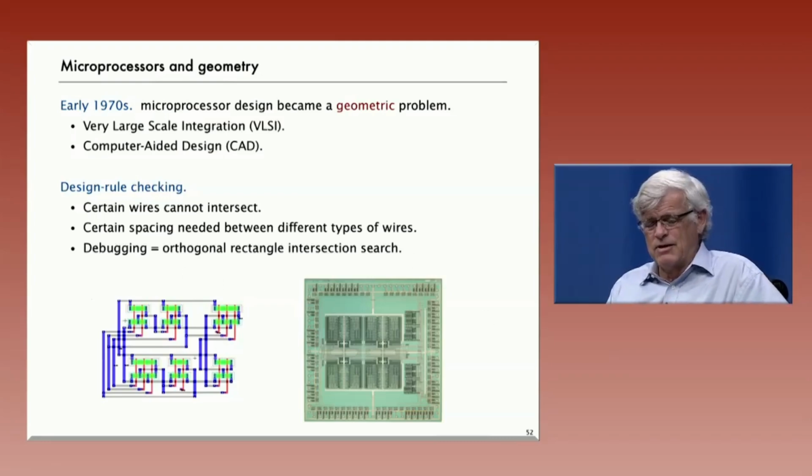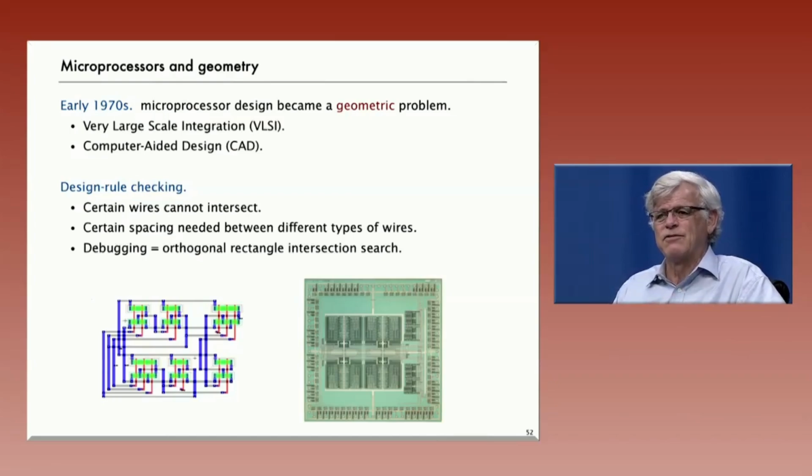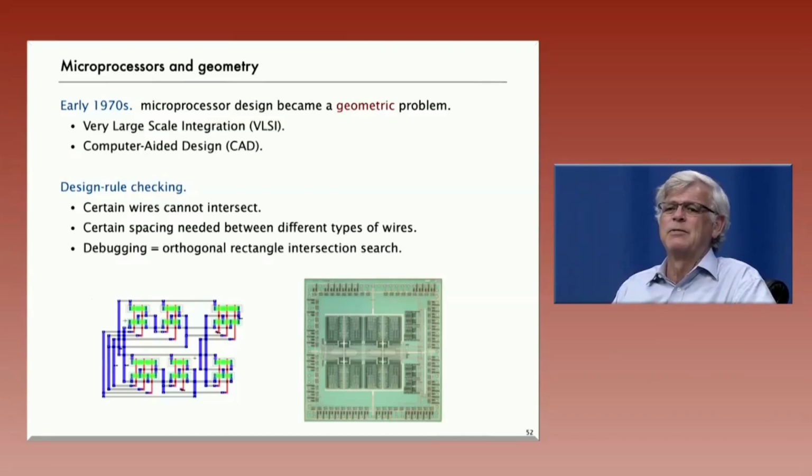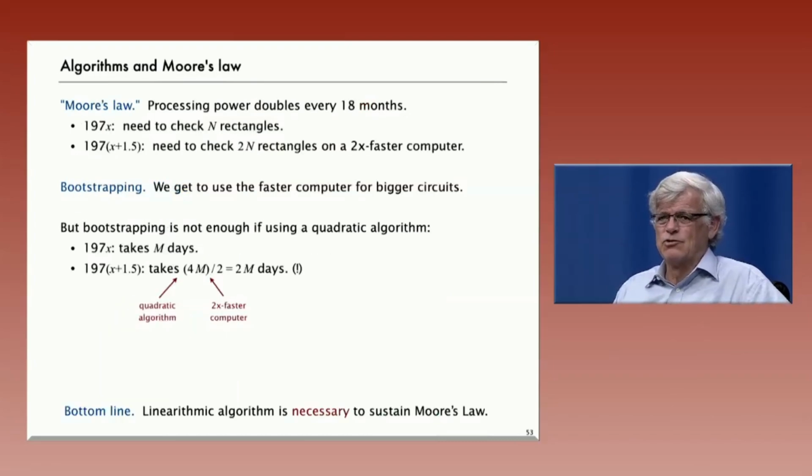You can't have lines that come too close to other lines. Certain types of lines can't intersect. You need spacing between certain types of wires, and you wanted to, before you tried to make the physical circuit, do this checking, which involved this orthogonal rectangle intersection search. And it was actually the case that the progress of faster and faster processors with more and more components was slowed because people were using the naive quadratic algorithm to do this design rule checking.